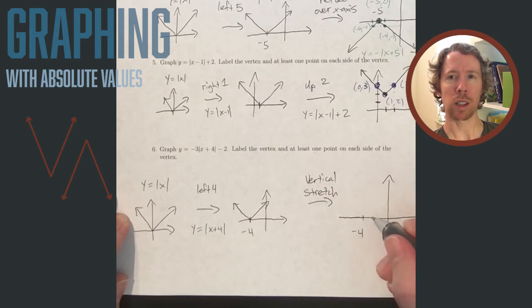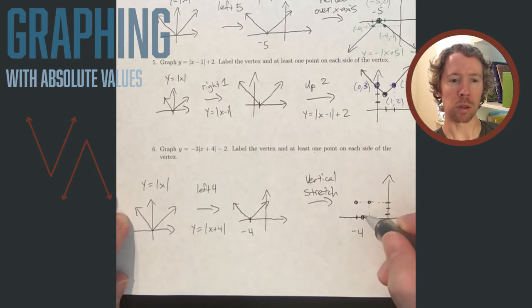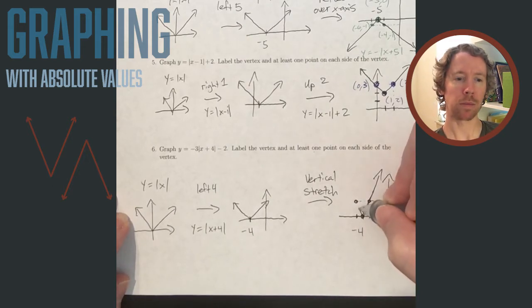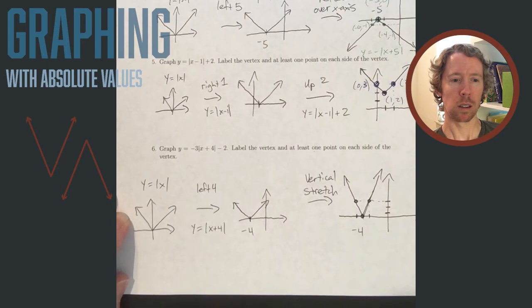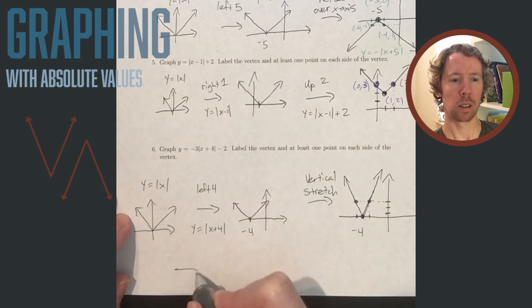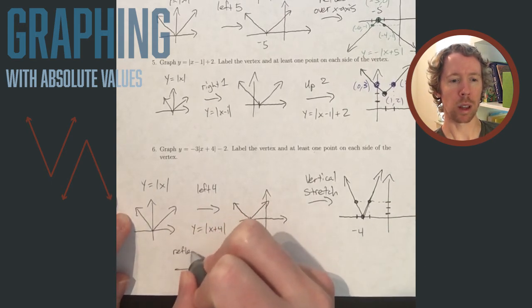What that does when you stretch the graph out vertically by a factor of 3, that means if you start at the vertex and you go over 1 to the right, then instead of going just up 1, you go up 3. And the same thing as you move to the left. You go over 1 to the left, you should go up 3 instead of up 1. So you can see that makes the V more narrow. And then we'll reflect that over the x-axis so that it's pointing down.